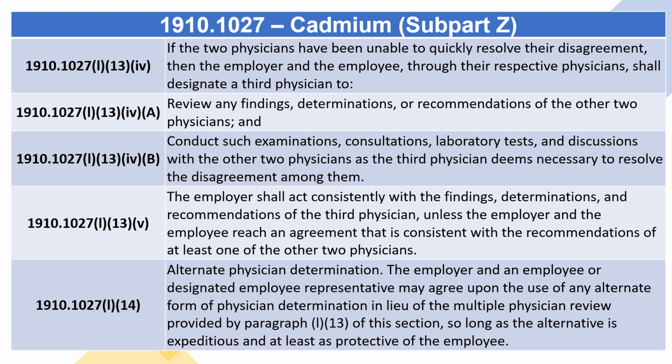1910.1027 (l)(13)(v): The employer shall act consistently with the findings, determinations, and recommendations of the third physician, unless the employer and the employee reach an agreement that is consistent with the recommendations of at least one of the other two physicians. 1910.1027 (l)(14) Alternate physician determination. The employer and an employee or designated employee representative may agree upon the use of any alternate form of physician determination in lieu of the multiple physician review provided by paragraph (l)(13) of this section, so long as the alternative is expeditious and at least as protective of the employee.